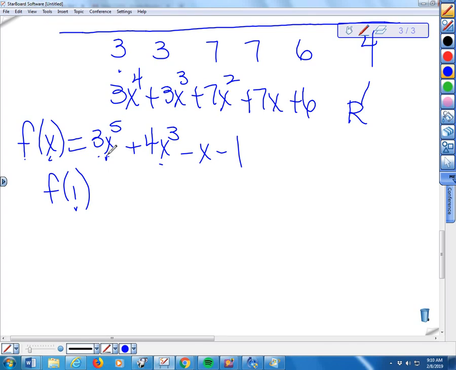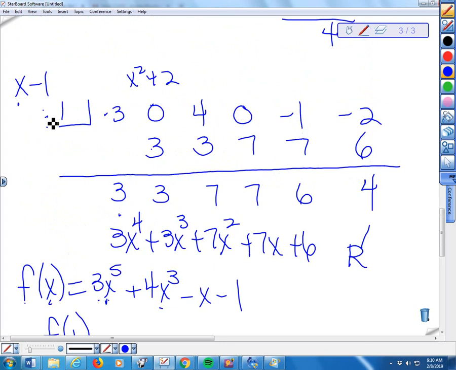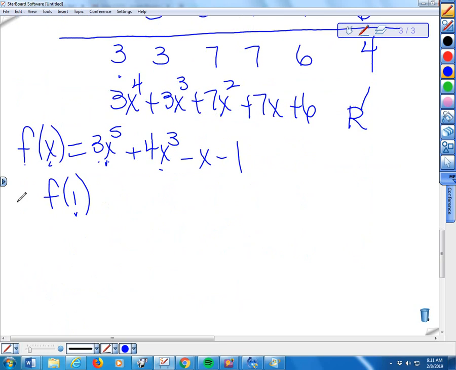Well, what's really cool with synthetic division, 1 was what I chose here, right? And my remainder was 4. If I put 1 in for x here, my answer is 4. 1 times 3. 1 times 4. Minus 1 minus 1. 7, 6, 5. That's 5. That didn't work. 1 times 3 is 3. 1 times 4. Minus 1 minus 1. Why didn't that work? Did I write my problem down wrong? Oh, yes, I did. There it is. Wrote my problem down wrong. 4. It is 4.